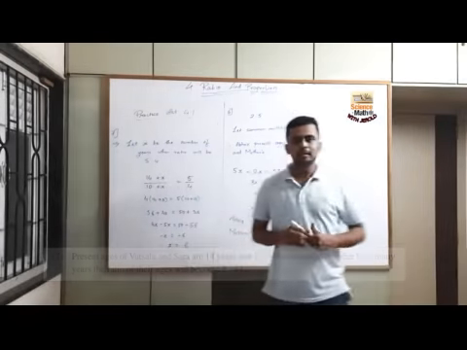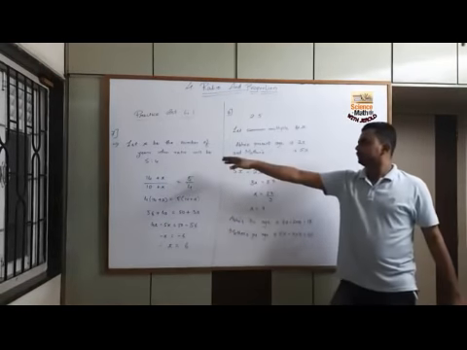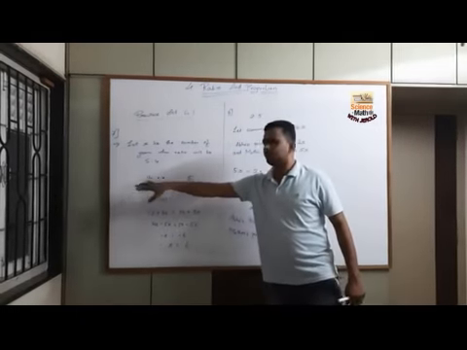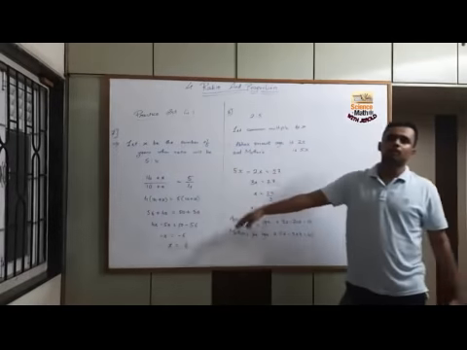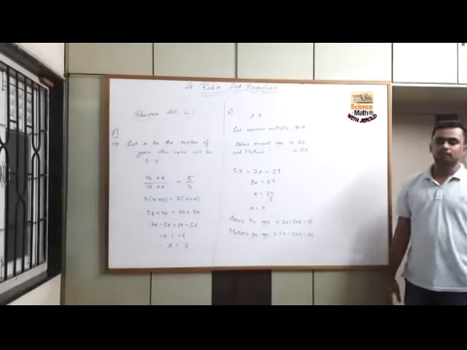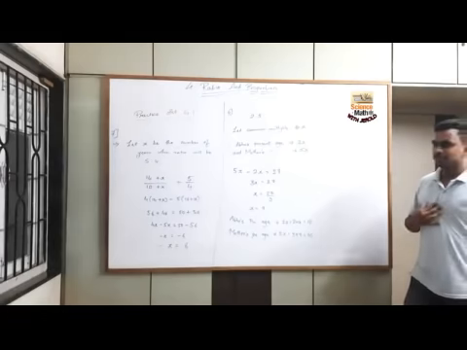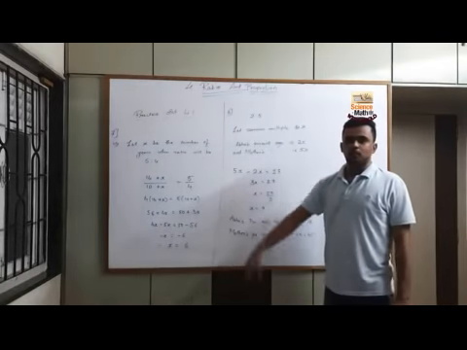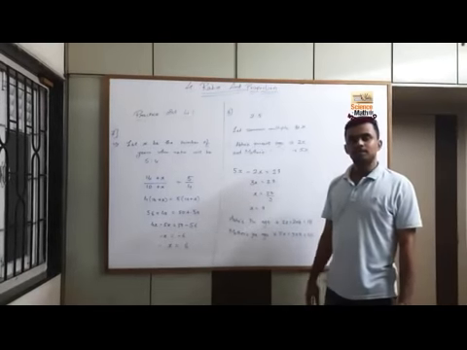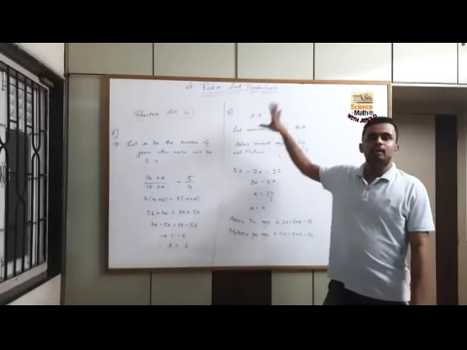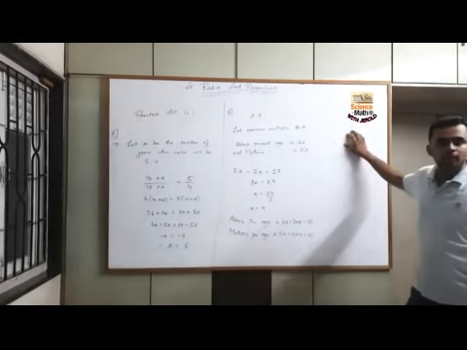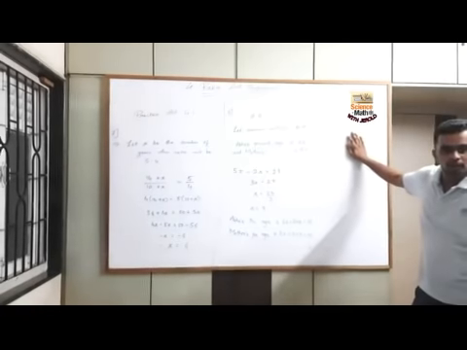This is exactly the number of years after which the ages 14 and 10 will become the ratio 5:4. This is how the 7th problem in practice set 4.1 is done. Now let us see the final problem in practice set 4.1, with which we will conclude today's video.